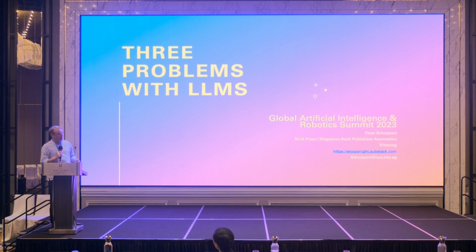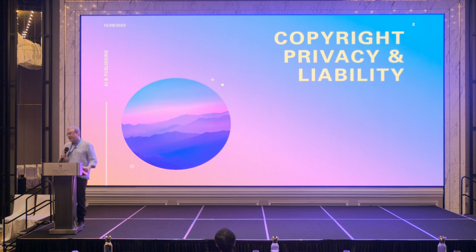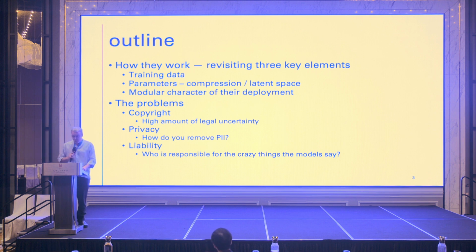There are three problems that I want to talk about. Three problems: copyright, a little bit then on privacy and liability, which Rick also mentioned just now. In order to do that, I want to revisit some aspects of how the large language models in particular are created, or generative AI models more generally, looking at the training data, looking at the parameters, and looking at the modular character of how they work. Then look at some of the problems. Go through them one by one.